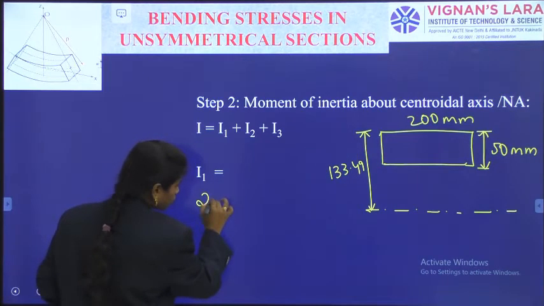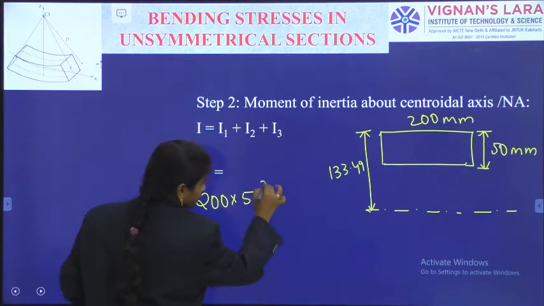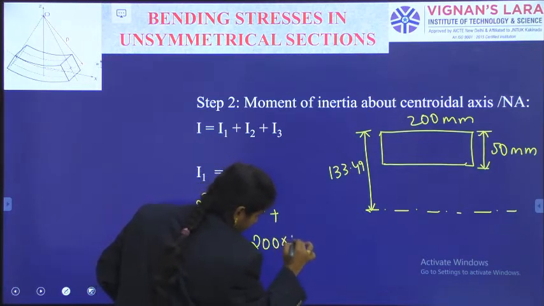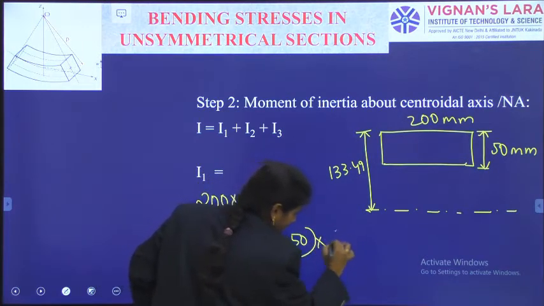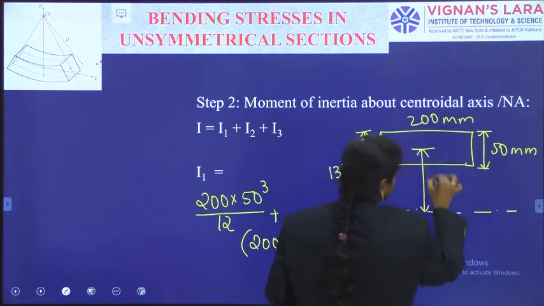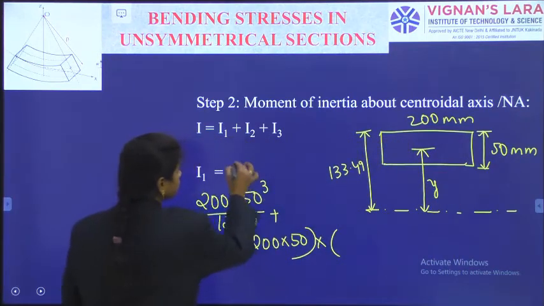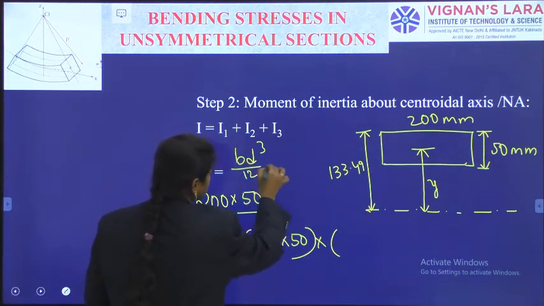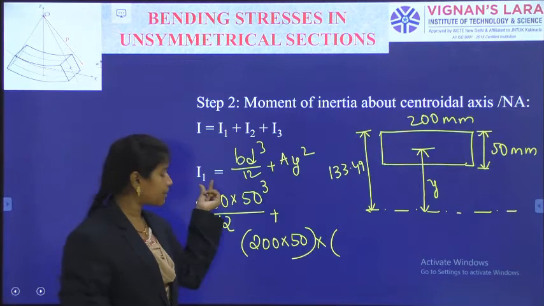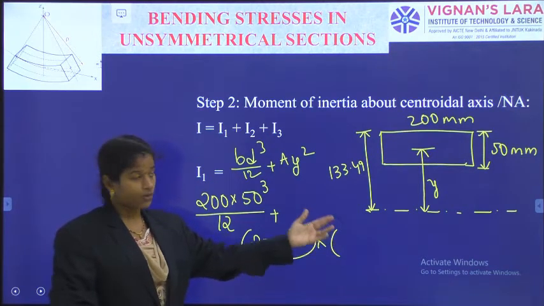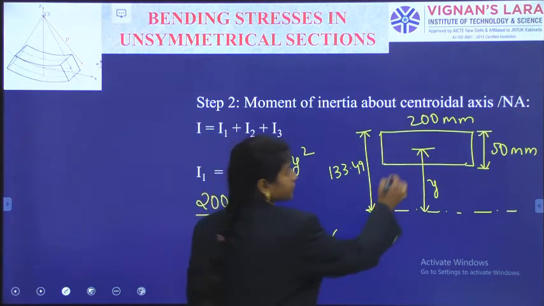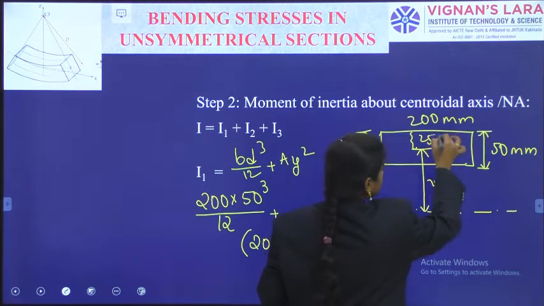So, B 200 into D 50 cube divided by 12 plus 200 into 50 into Y. BD cube by 12, and Y means this measurement. For the corresponding I, it is BD cube by 12 plus AY square. We will write like this, right? So IXX plus AY square about any other axis which is not passing through the centroid. Okay? BD cube by 12 plus AY square. A we have written, and Y is nothing but what is this measurement? This one is 25 mm.